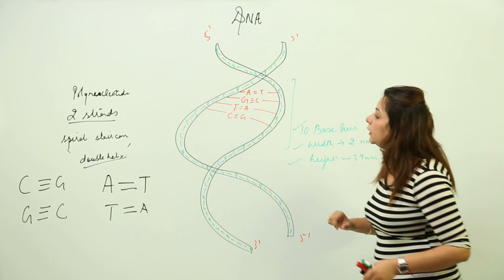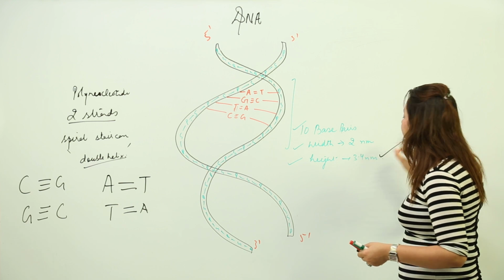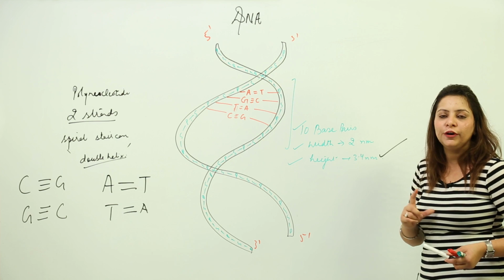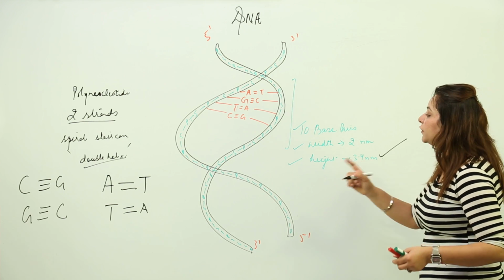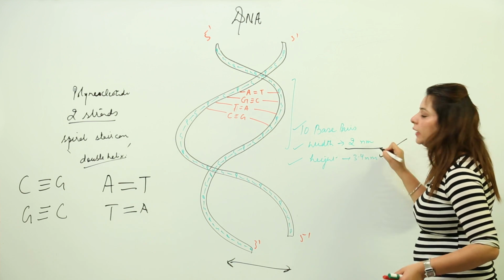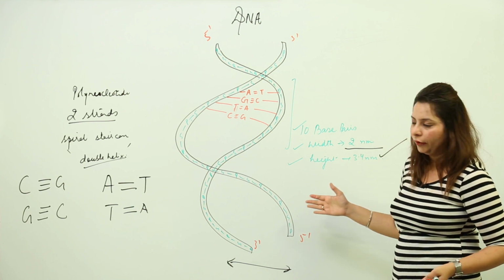So if we talk about the height of the complete DNA, we will see that the complete height for a DNA strand is 3.4 nanometer, and if we talk about the width, it is approximately 2 nanometer. So you need to remember this. So this is what about the Watson and Crick model.